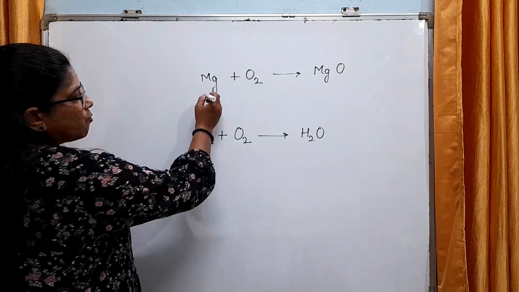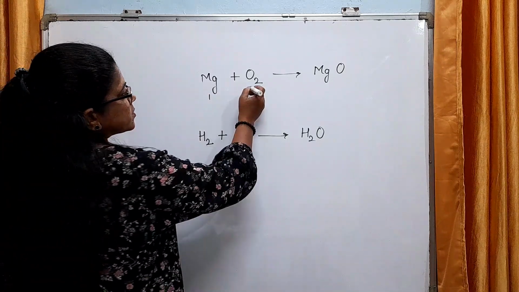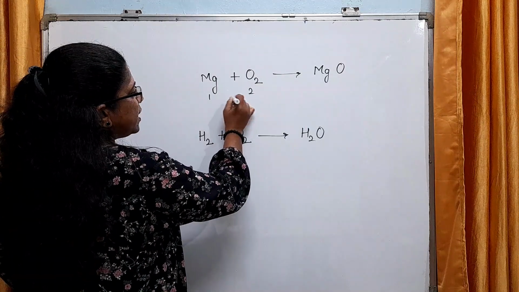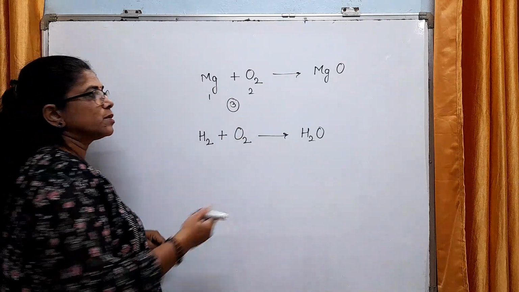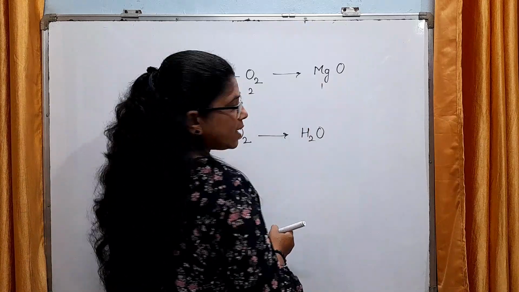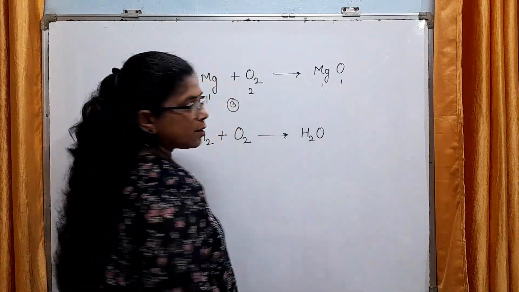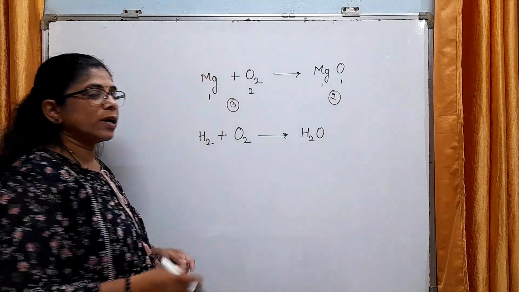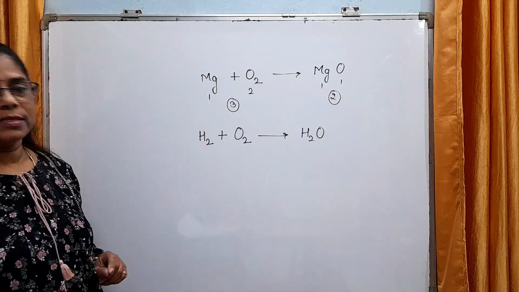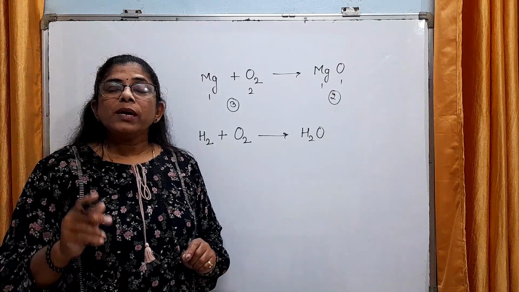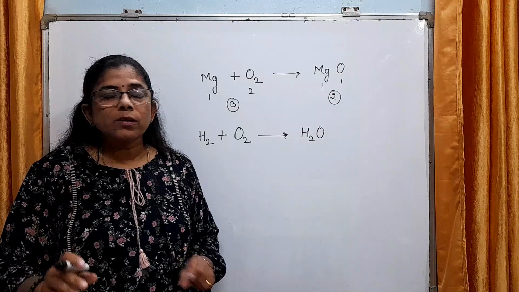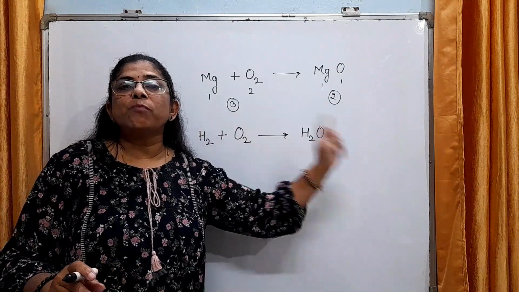Here we have one atom of magnesium and two atoms of oxygen, altogether 3 atoms entering the reaction. And on the product side we have one atom of magnesium, one atom of oxygen, and altogether 2 atoms. Here we cannot ignore the law of conservation of mass.